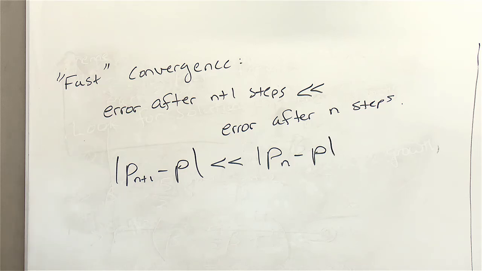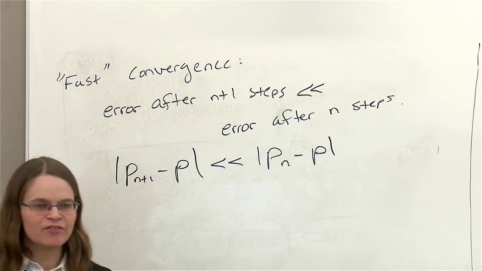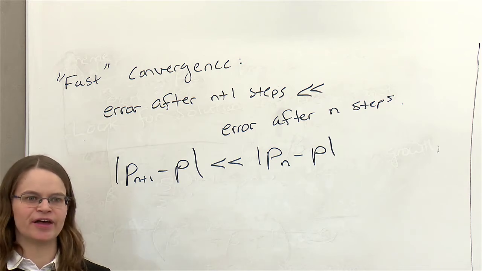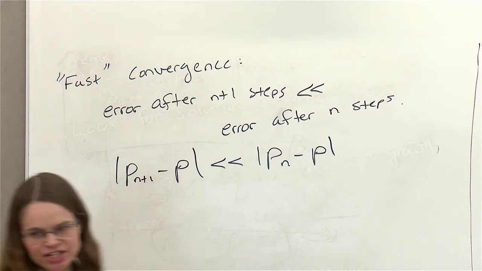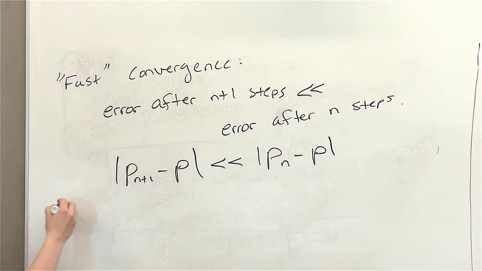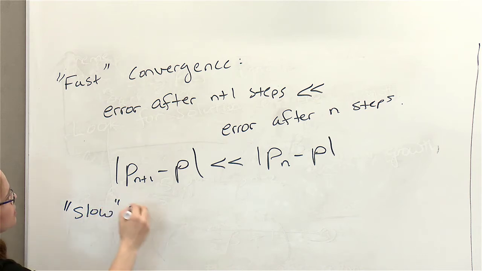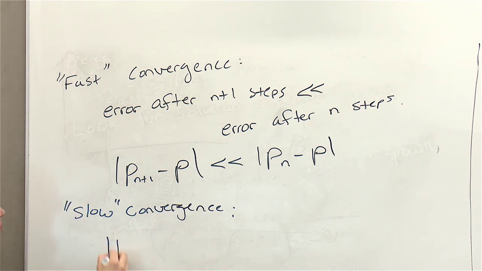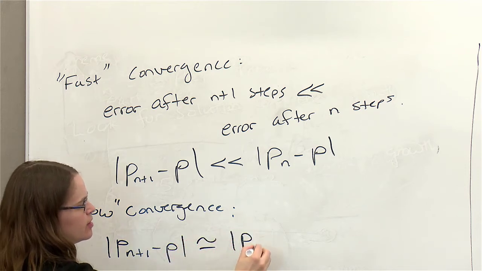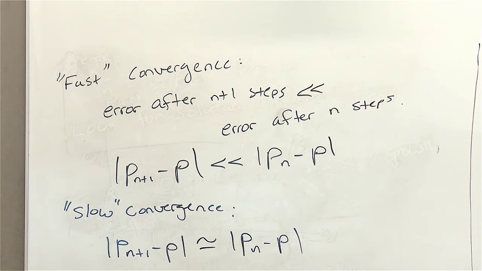Now, slow convergence would be if the error doesn't really change much after each step. You know, maybe I'm trying to compute the number 10 or whatever. Every time I do an iteration, the error goes down by something like 10 to the minus 10. Okay, the error is going down. We'll eventually get there, but it's going to take a while. We're not so happy with that. So by slow convergence, that's what I'm going to mean: that the error after n plus 1 steps, P(n+1) minus p, is not really that much different than the error after n steps. You know, it's probably smaller, but it might not be much smaller.